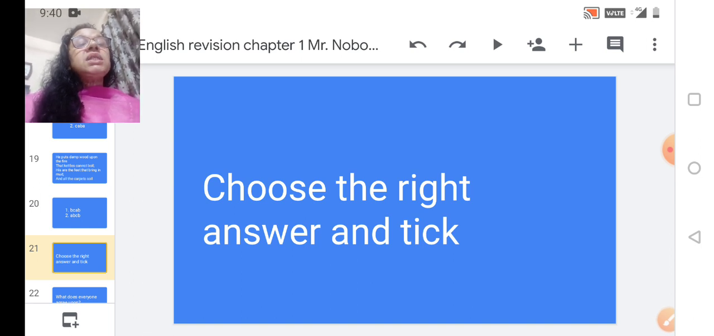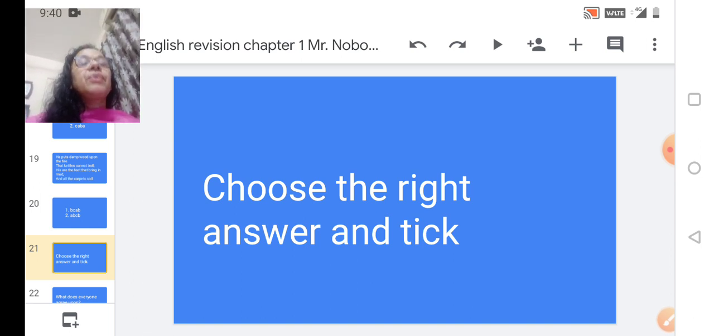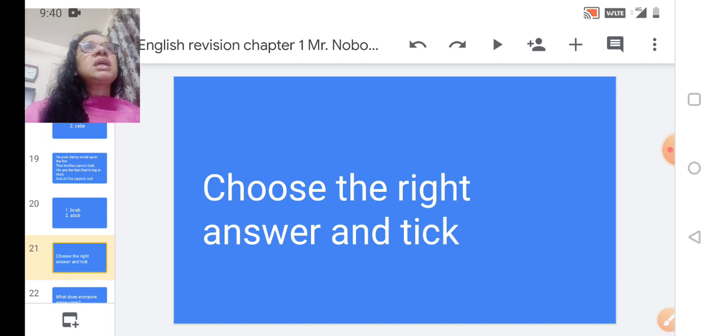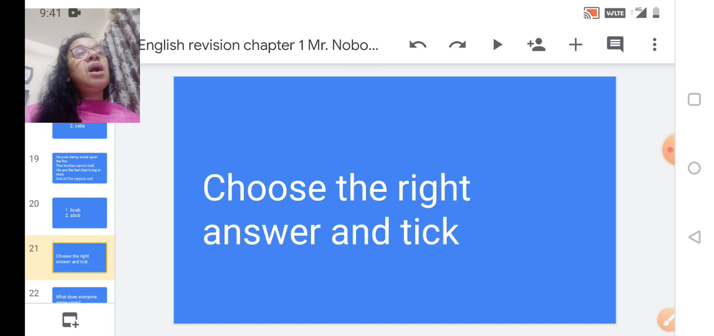Now choose the right answer and tick. Whatever question is there, answers will be given, options will be given. Maybe one is the right answer and another is not the right answer. You have to choose the right answer and put the tick.